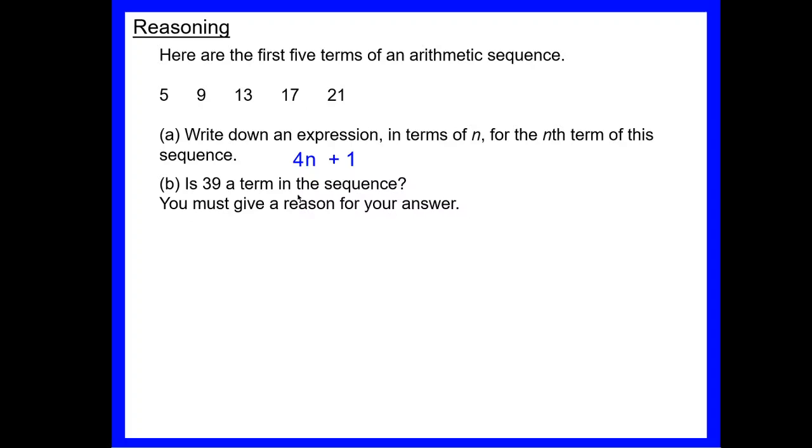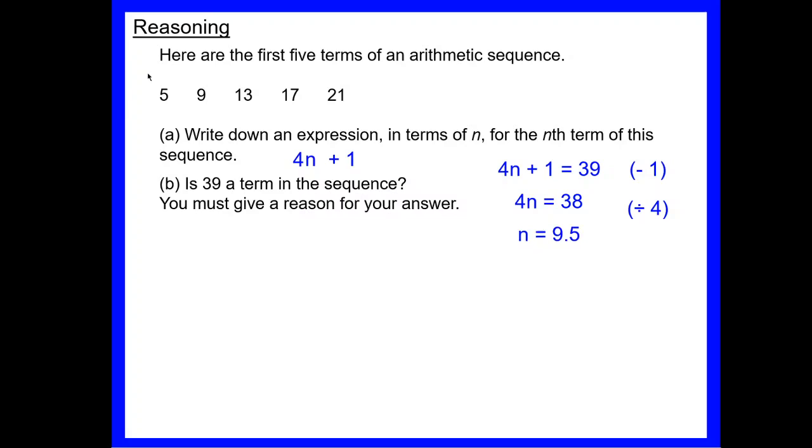Now it says, is 39 a term in the sequence? You must give a reason for your answer. So to check if 39 is in the sequence, we're going to make our sequence equal to 39. So our 4n plus 1, we want to see, does it equal 39? We're going to use our knowledge of algebra to solve that. Remember, to get rid of plus 1, we need to subtract 1 from both sides. If I subtract 1 from both sides, 4n would equal 38. To find n, I now have to divide by 4. So if I divide both sides by 4, n would equal 9.5.